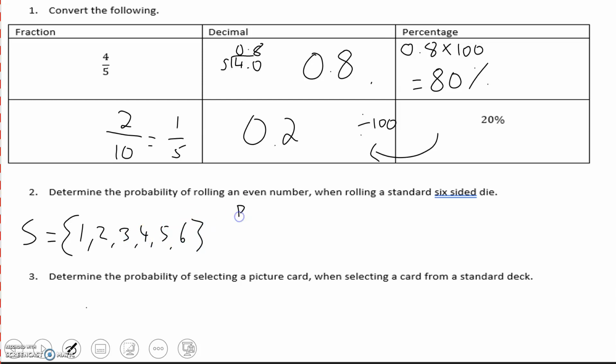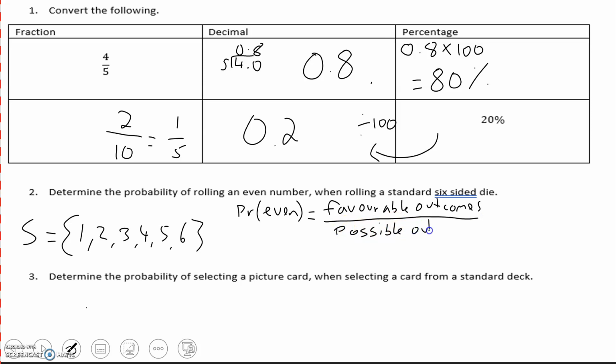Now the probability of an event occurring, so the probability of our number being even, is the number of favourable outcomes over possible outcomes. Now, our possible outcomes are all of those that are listed in our sample space, so we know there are 6 of them. Our favourable outcomes are those in our sample space which are even, because that is what we want to occur. So 2, 4, and 6 are our favourable outcomes, so that's 3.